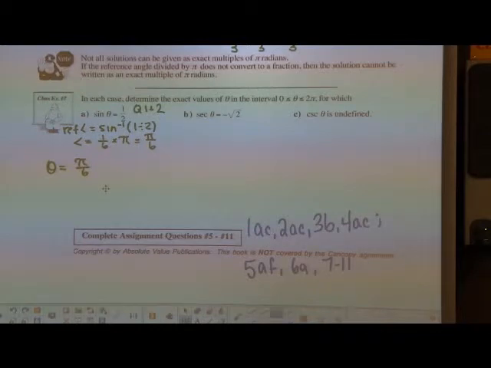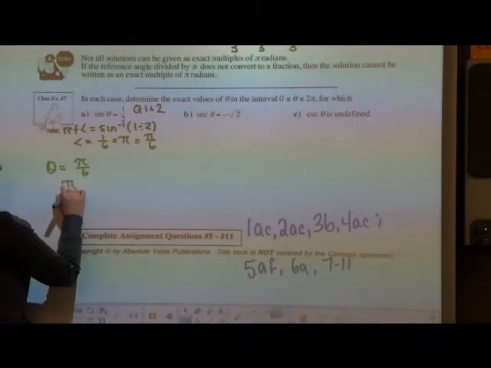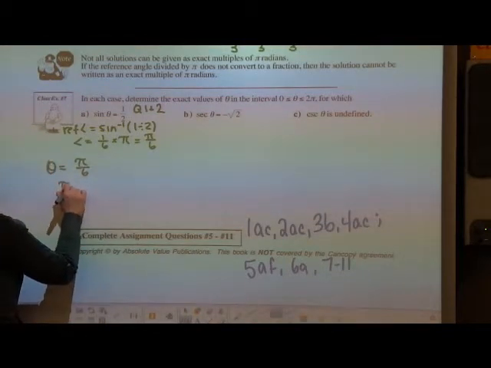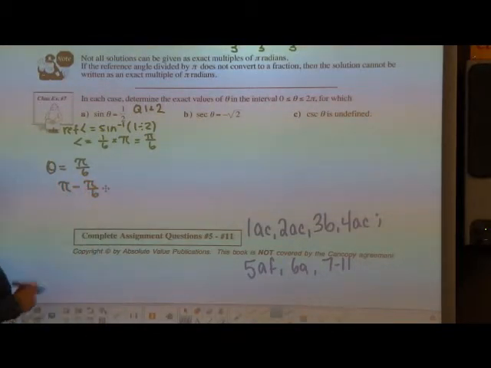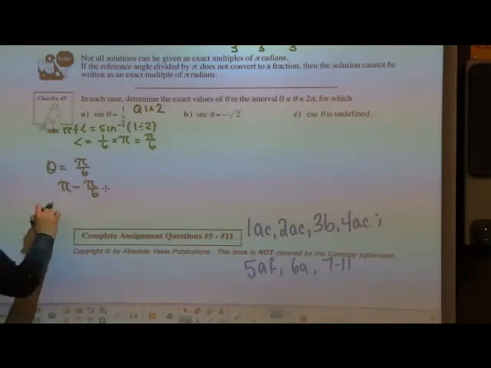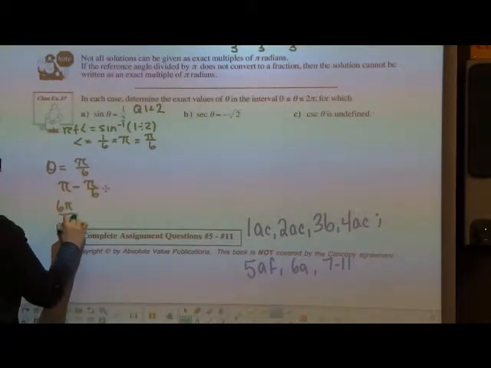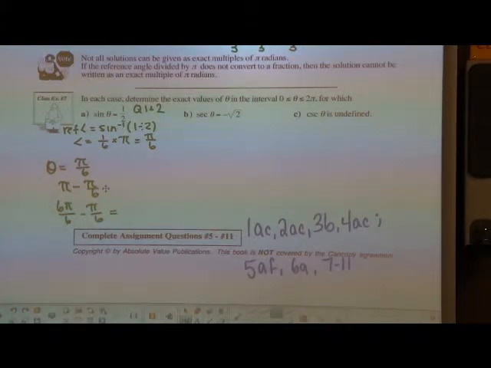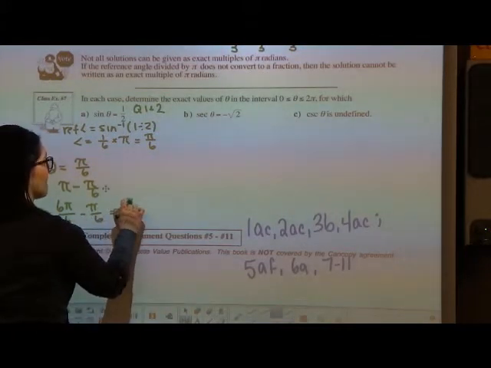How do I find the angle in quadrant 2? Pi minus pi over 6. And what would I change pi into so I can treat it as a fraction to subtract? 6 pi over 6. So if I have 6 pi over 6 and I take pi over 6 away, what would I be left with? 5 pi over 6. Good.